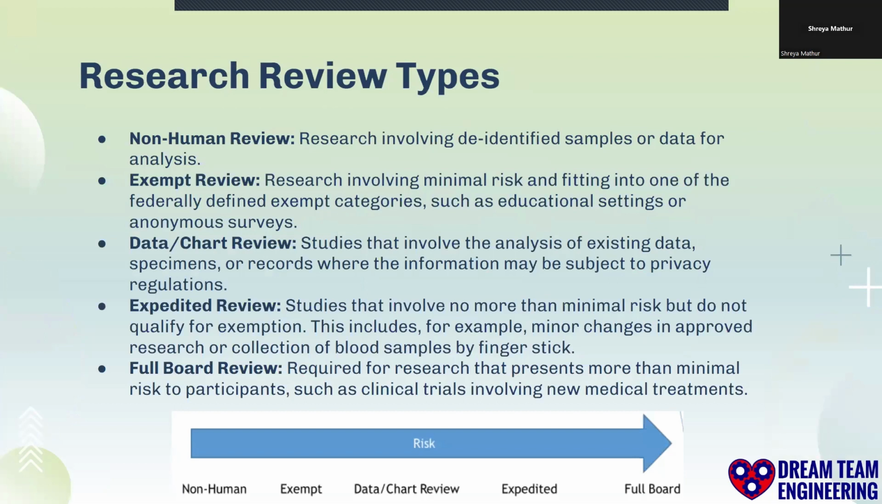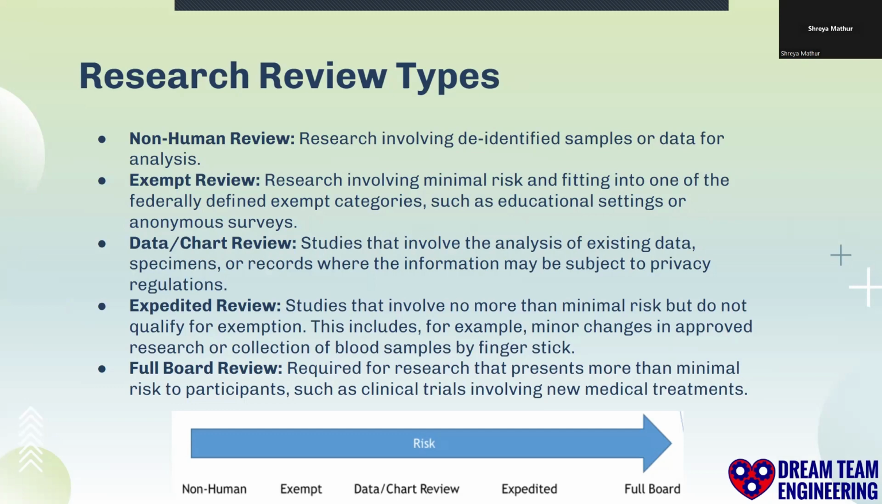So for the research review types, it depends on the risk of your study. If it's non-human, you're just looking at samples or data, then you'll do a non-human review. It'll be pretty quick. Exempt review is minimal risk. For a lot of our studies with Dream Team, it's a lot of educational settings, and we're not giving them a drug or anything, we mostly give them surveys. So that's exempt. Data or chart review is kind of similar to non-human review if you're looking at existing data.